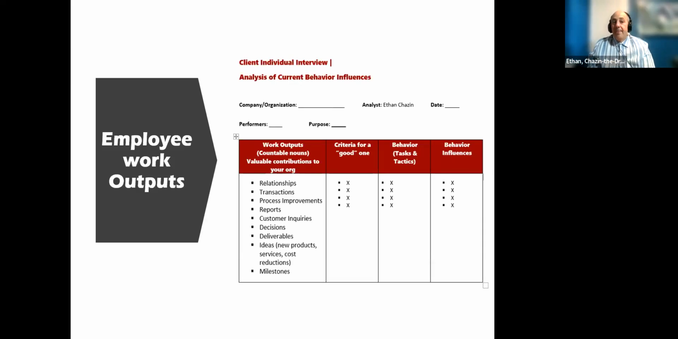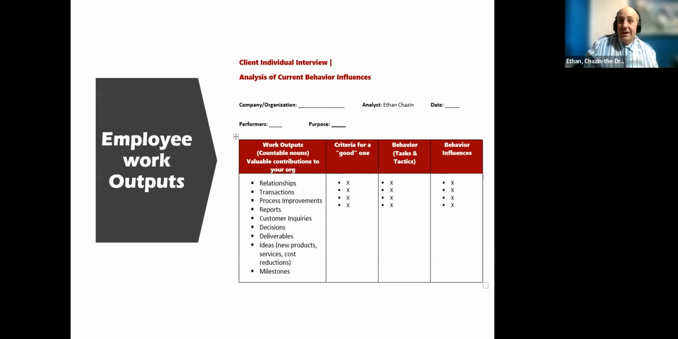So here's how we think about this model called work outputs. And I do this with a lot of my clients. I'm just going to walk through it at a very high level. Your work outputs, as I mentioned previously on the left-hand column, are measurable things. They're new ideas to generate revenue or reduce costs. They're achieving milestones, making decisions, customer inquiries or customer relationship cultivation, process improvements, transactions. They're things that can and must be measured.